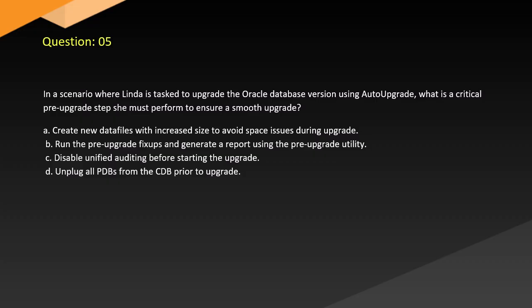A. Create new data files with increased size to avoid space issues during upgrade. B. Run the pre-upgrade fixups and generate a report using the pre-upgrade utility. C. Disable unified auditing before starting the upgrade. D. Unplug all PDBs from the CDB prior to upgrade.